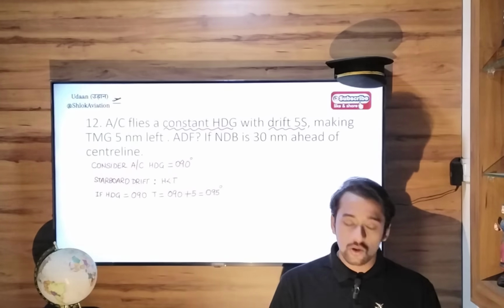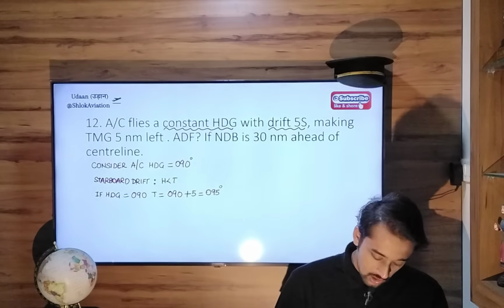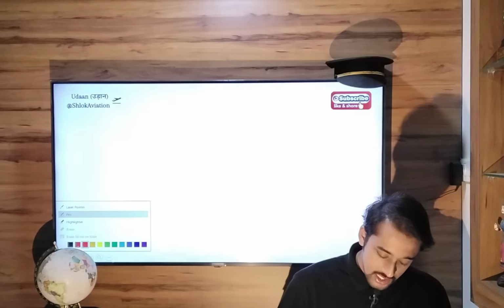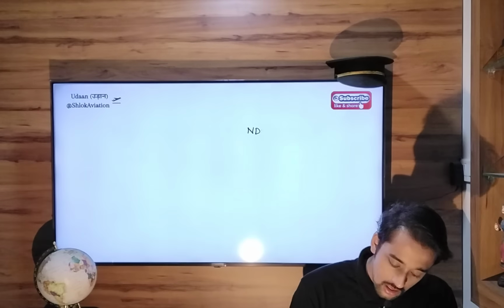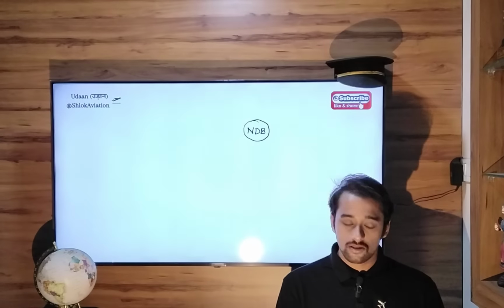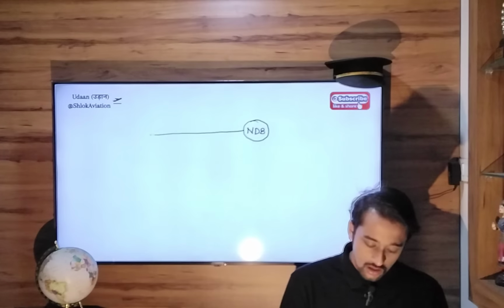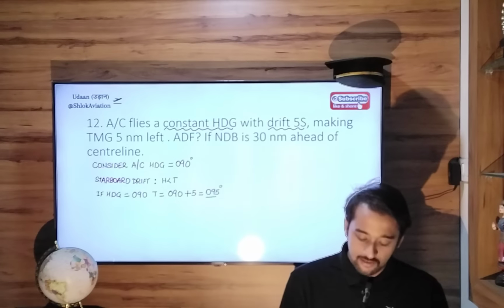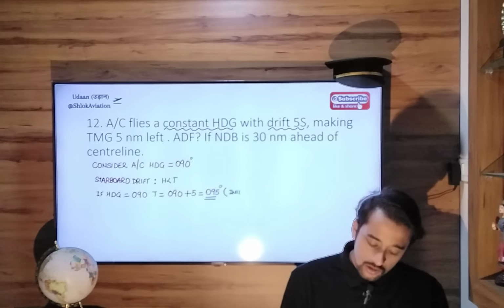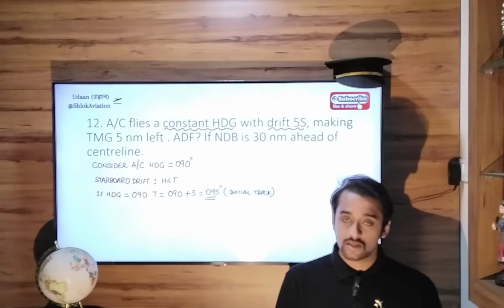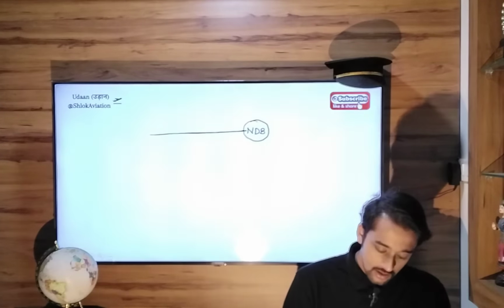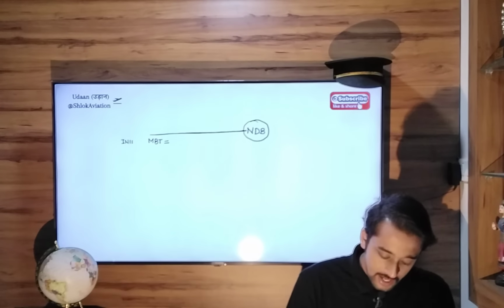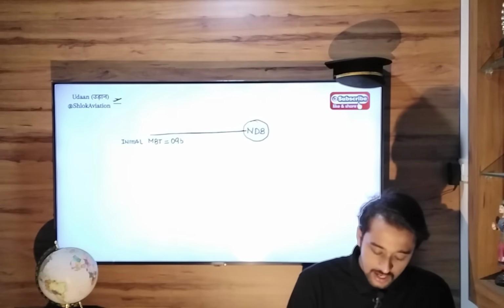Now you are making a track made good 5 nautical miles to the left. So let's draw this. There is an NDB station which is in front of you. The initial track to the station that we have found is 095. So I am writing here, magnetic bearing to the station. Initial magnetic bearing to the station is 095 degrees.